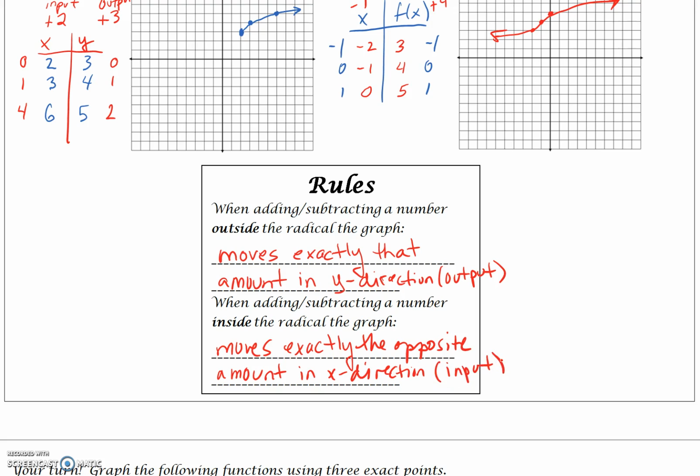Alright, there you go. Now go down to the Your Turn section and complete your graphs. Don't forget to relate back to the parent functions. I would highly suggest using tables and creating your 3 points. Those 3 points can be used for all square roots and all cube roots alike, and then you can find your new values to create your graph.